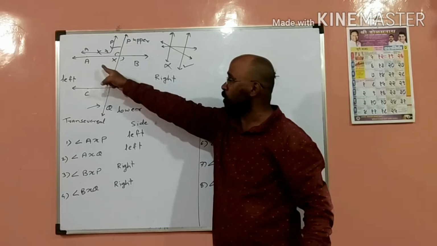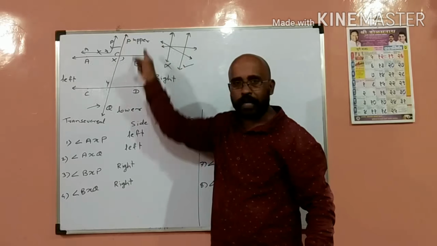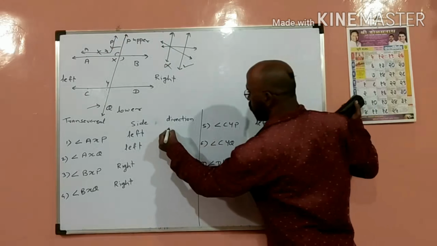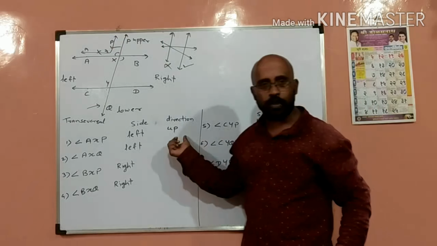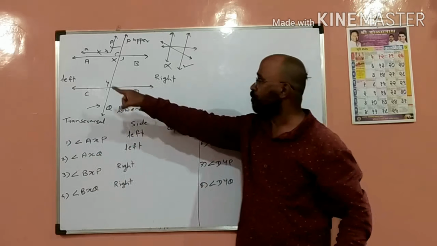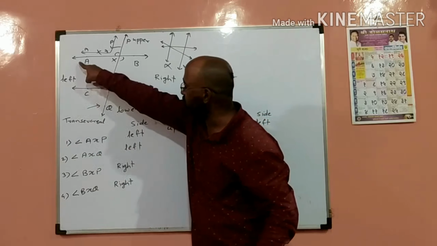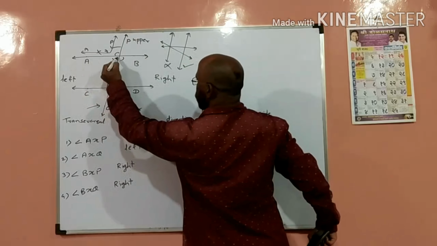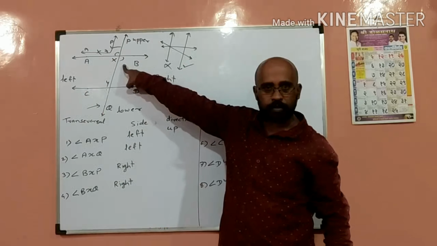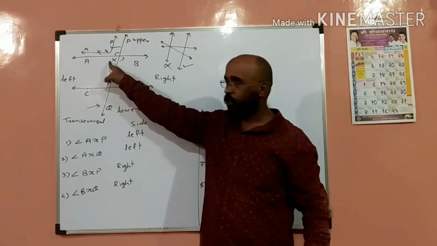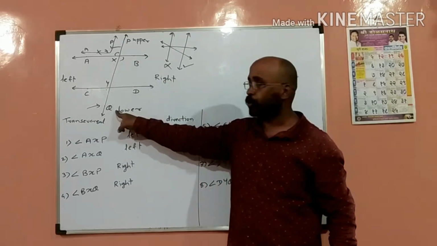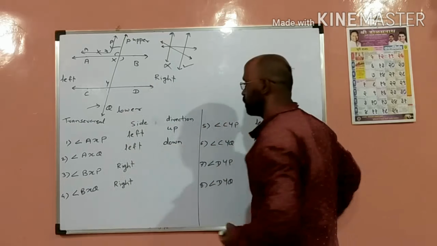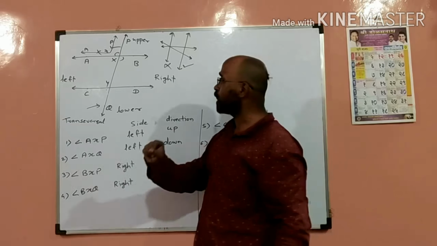What is the direction on the transversal of this angle AXP? Is it going upward or downward? Definitely it is going upward. So the direction on the transversal is up. Get it, students? Now let us see angle AXQ. Which arm is part of the transversal, XQ or AX? Definitely XQ. And what is the direction of XQ? Upper or lower? Lower. So the direction is down. Up, down. Clear?